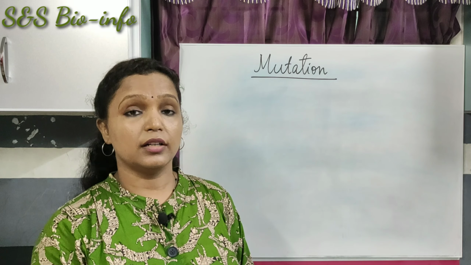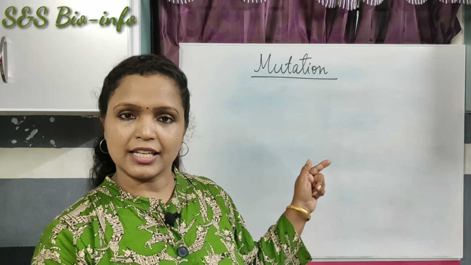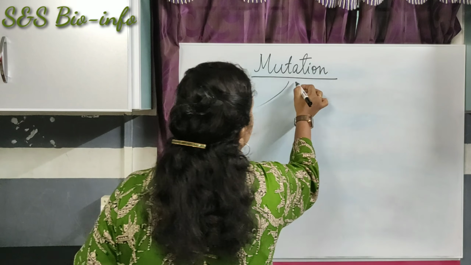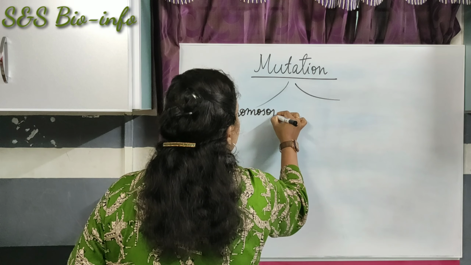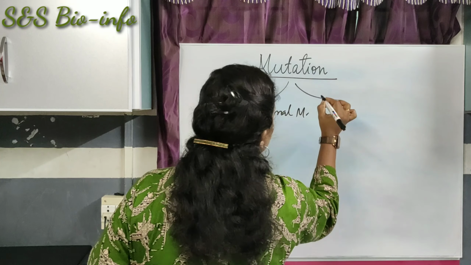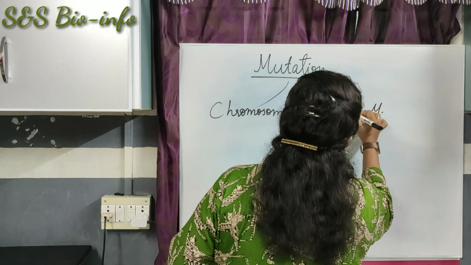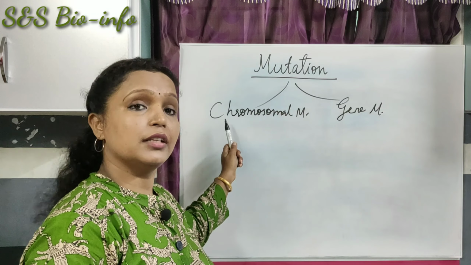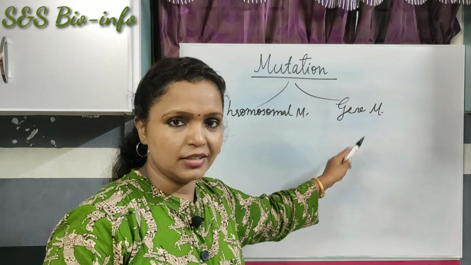Mutations can occur both in chromosomes and genes. So, it is categorized as chromosomal mutations and gene mutations. Chromosomal mutation means the mutations occur in the chromosomes. Gene mutation means the mutations occur in the gene.